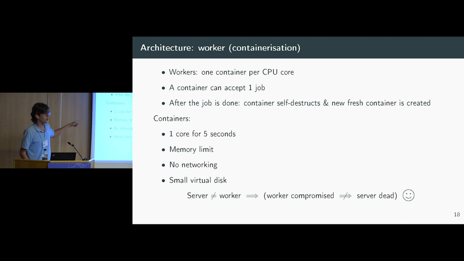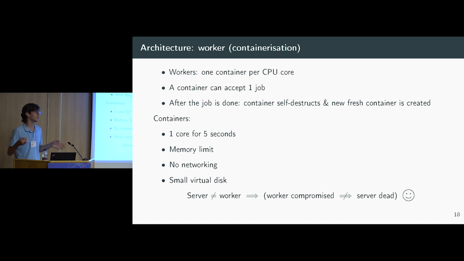You can use only one core. So this five seconds time limit is a wall clock time limit, but you can only use one core, so it's also a CPU time limit. And there's a small memory limit, or not so small, because GHC. There's no networking, and there's a small virtual disk of, I think, 100 megabytes. So good luck DOSing my machine by filling 100 megabytes.